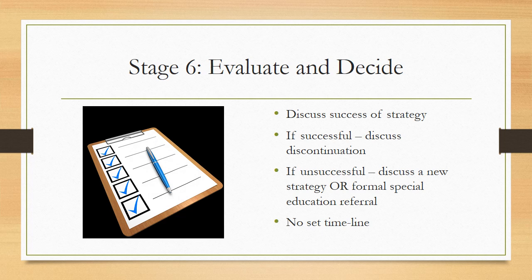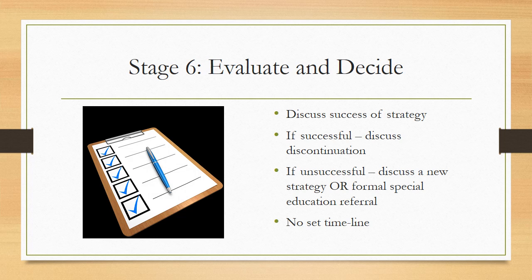The sixth and final stage of this process is evaluating the strategies after they've been implemented and making a decision on how to proceed. This takes place in a new meeting with the same team who chose the strategies to begin with. This is where the data is very important because the team will look at the data to decide if the strategy was successful or if the strategy was not successful.